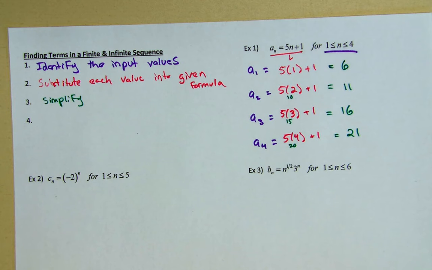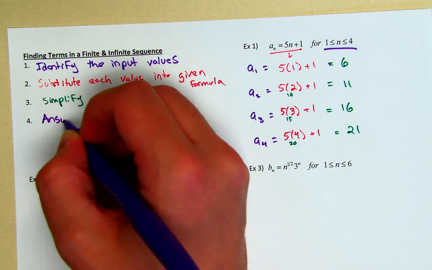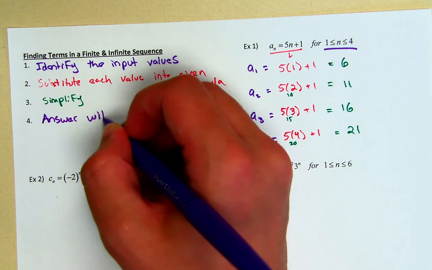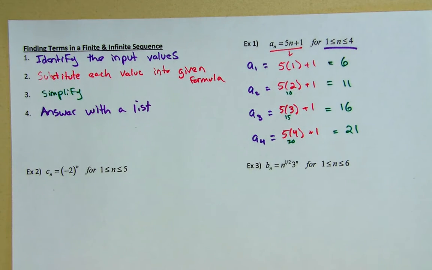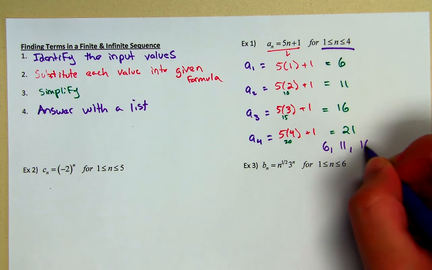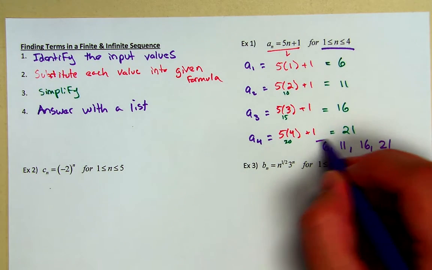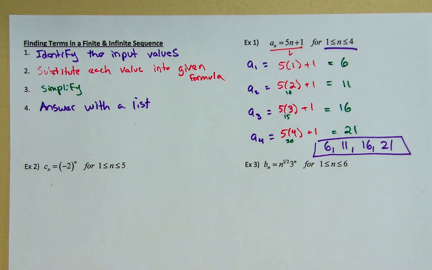And no, you're not done, because the last thing is to answer with a list. Remember, sequences are lists, so we need to put these in order. So 6, 11, 16, 21. That's my list for this given equation. Alright, so let's keep going.